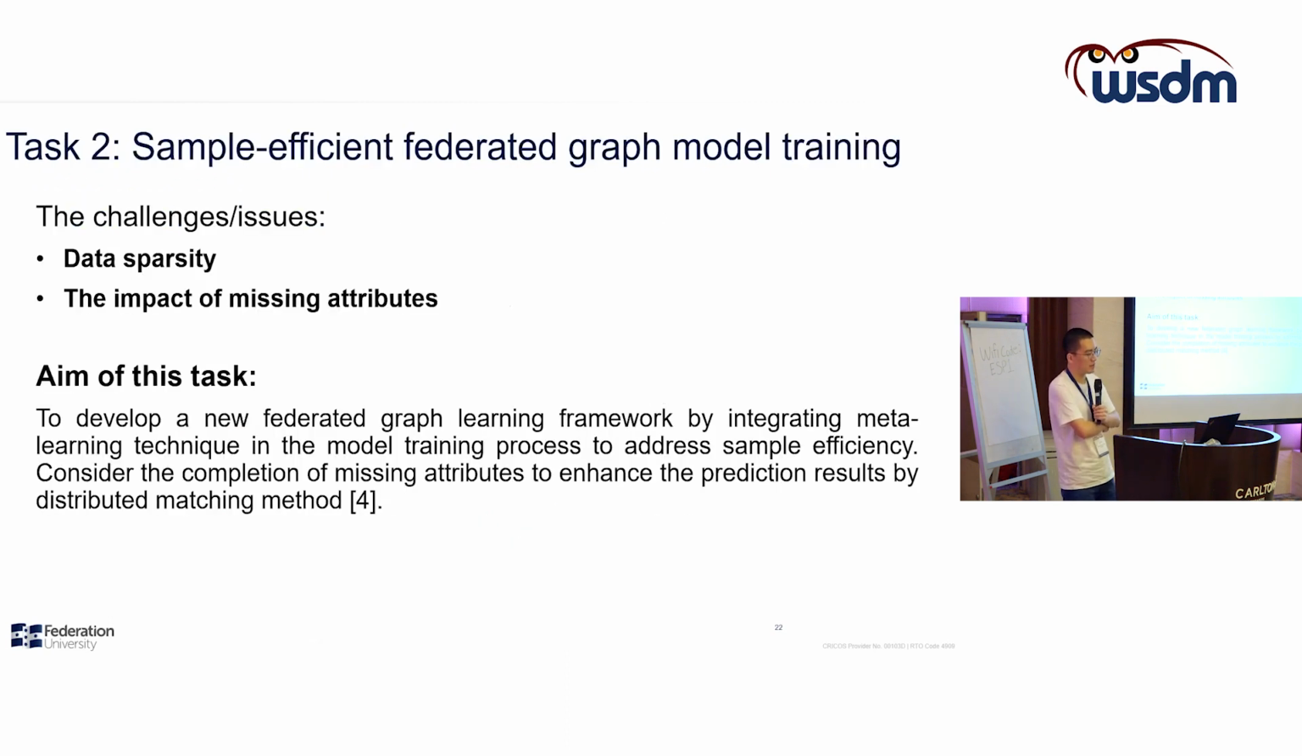The second task is about sample efficient federated graph learning model training. The challenges are data sparsity, and second, the impact of missing attributes. So the aim of this task is to develop a new federated graph learning framework by integrating meta-learning techniques in the model training process to address sample efficiency, and I consider the completion of missing attributes to enhance the prediction result by a distribution matching method. I also considered one of the famous works, with the missing attribute generator part. I believe some of you may be interested in that work.